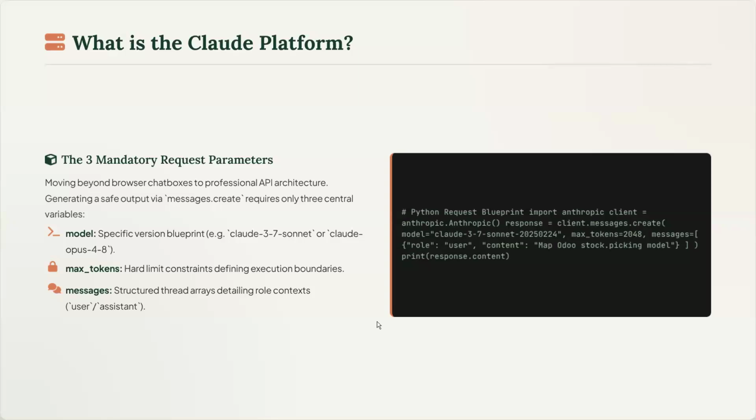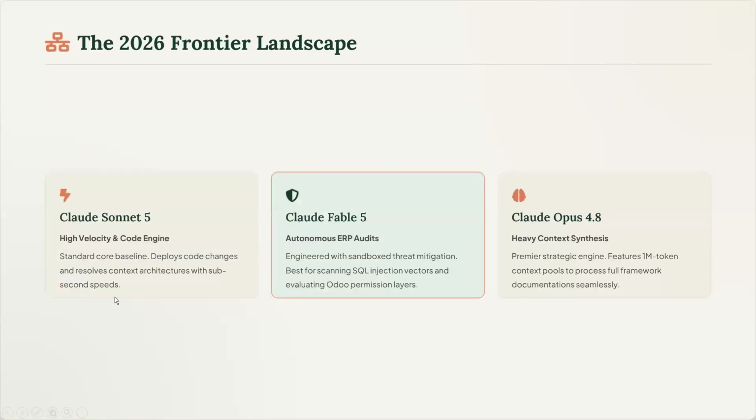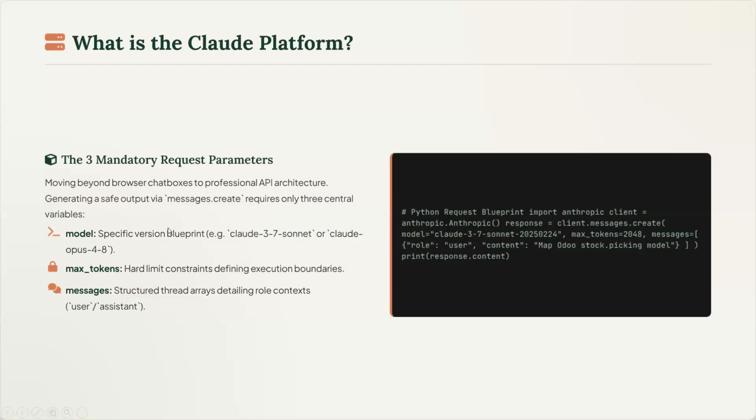So if we're going to talk about the cloud platform and the three mandatory request parameters, it's going to be the model. Which model are you going to use for this message? And the maximum tokens, which is the maximum tokens for the request itself. And the message, what's the message that I'm asking?